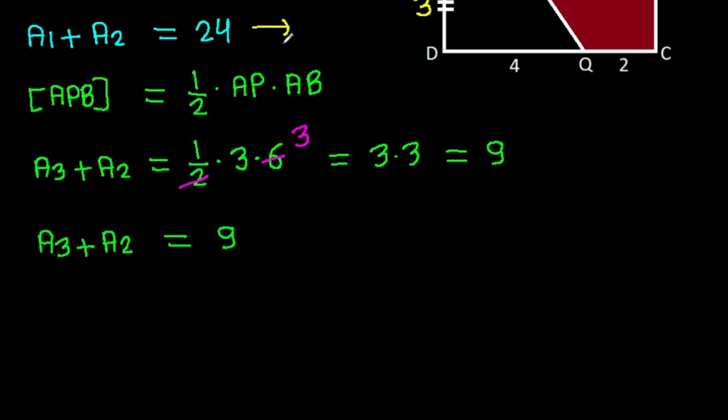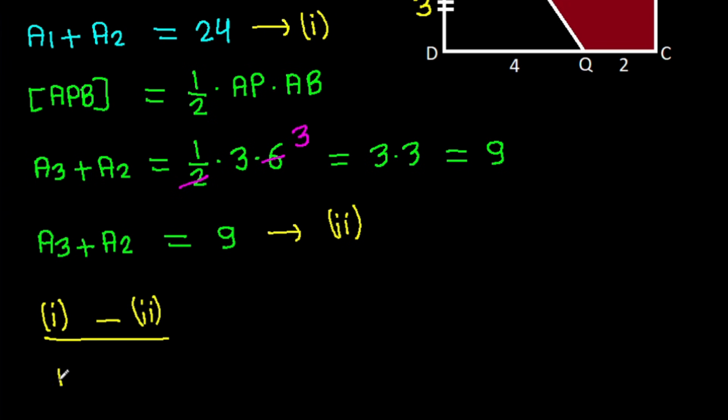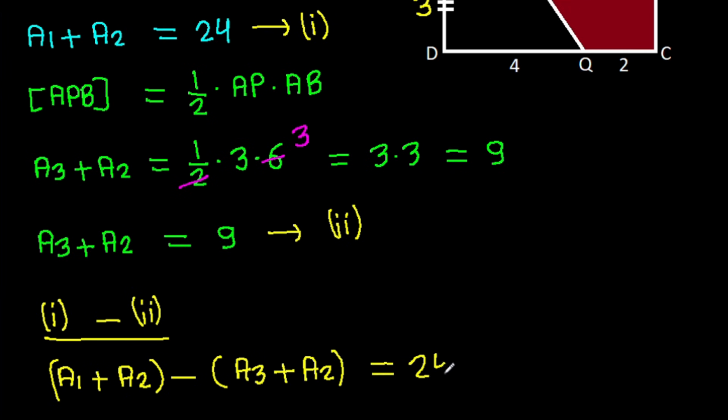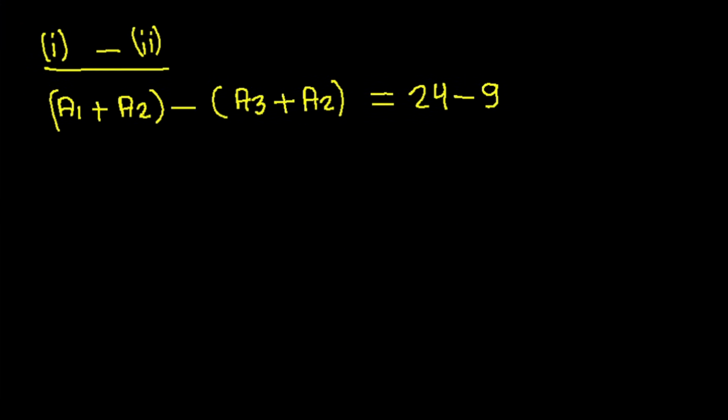And suppose this is equation 1 and this is equation 2, then equation 1 minus equation 2: A1 plus A2 minus (A3 plus A2) is equal to 24 minus 9, and A2 will get cancelled. So A1 minus A3 is 15.